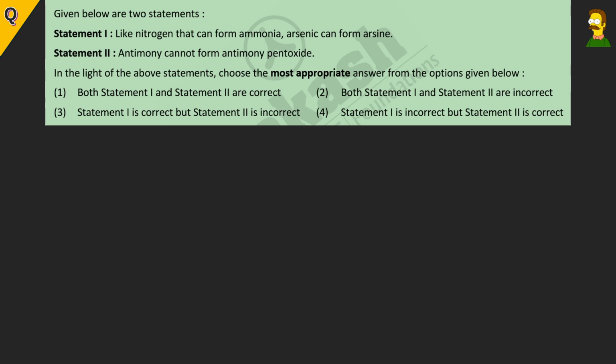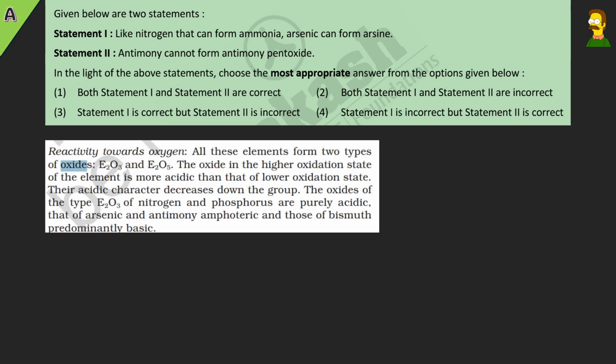So nitrogen can form ammonia, arsenic can form arsine. Okay, interesting. Antimony cannot form antimony pentoxide. Yeah, this is a theory question. I don't particularly dislike it because, well, you're supposed to read this, right? Oxides of nitrogen and, well, p block oxides are definitely in your syllabus, right? This is a snip from NCERT. They do form pentoxides.